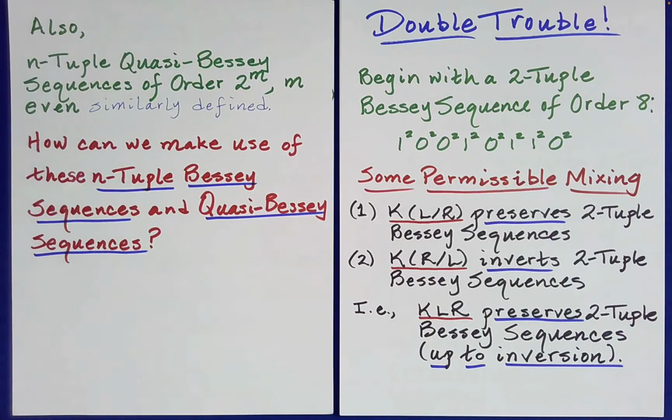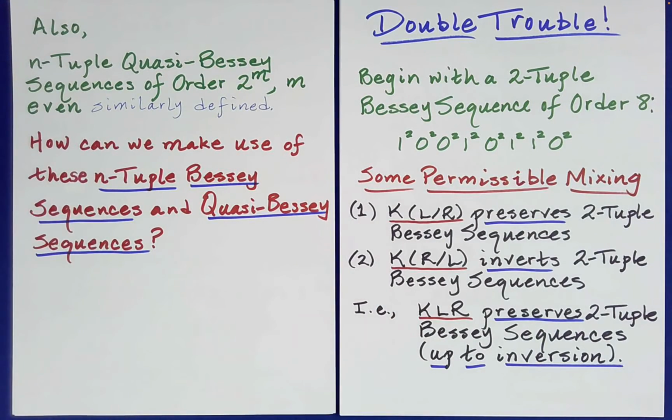Okay, so I call this a double trouble. As you might imagine, this will involve a Bessey sequence written as a two-tuple. Before we do this, let me just point out some important permissible mixing that can be done with a two-tuple Bessey sequence and not have that sequence fundamentally harmed or undermined in any way. These are just tools of the trade to be aware of, techniques that you can put in your toolbox when you deal with two-tuple Bessey sequences or higher.